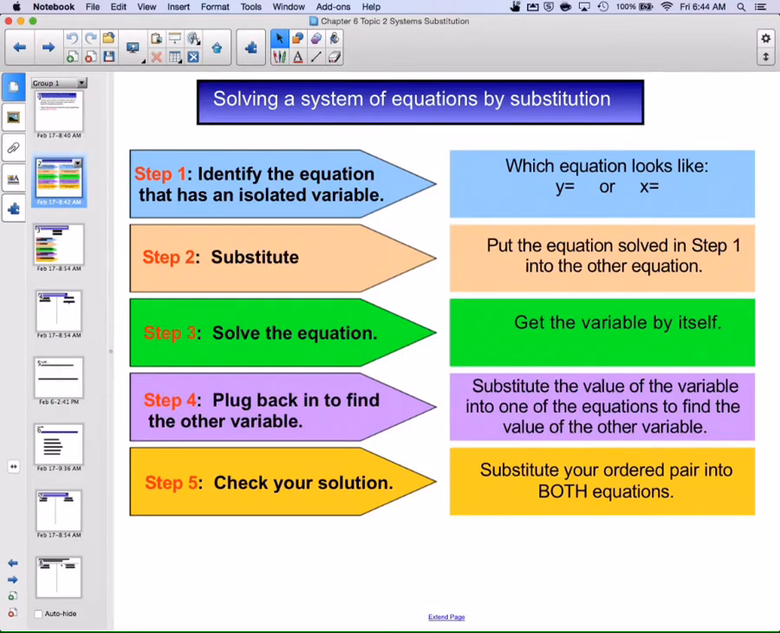It says, first of all, identify the equation that has an isolated variable. So you're looking for one that looks like y equals or x equals with stuff on the other side, so one variable that's by itself. Substitute. You're going to take the equation from step one that looks like y equals or x equals and plug it into the other equation for that variable. So we're substituting y for something else, or x for something else. Then you solve the equation, essentially getting the other variable by itself. Then plug back in to find the other variable. So we're going to find the other part of the answer. And then at the end, like we did with graphing, we're going to check our solution. So we're going to substitute our ordered pair into both equations, just like we did with graphing.